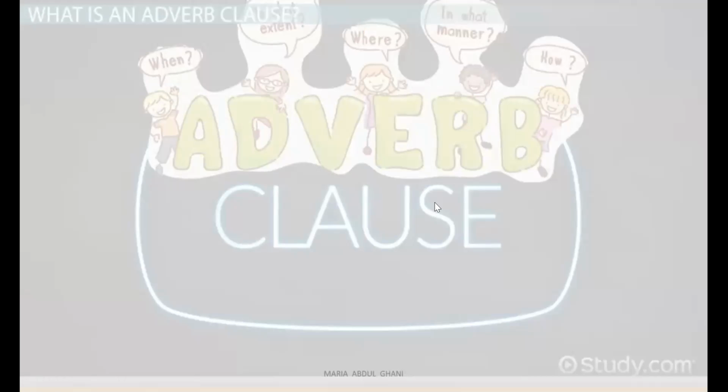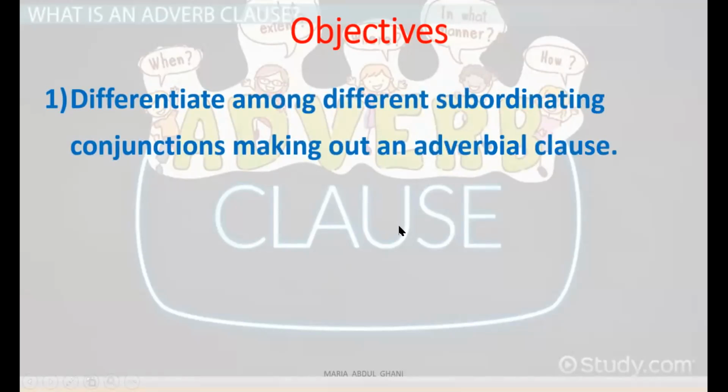Here, the objective. Who's going to read the objectives for me? Raise your hand, please. We have 7 participants. Liam, are you ready? If you want, I can read them. Okay, Liam, go on, please. Number 1. Differentiate among different subordinating conjunctions, making out adverbial clauses.